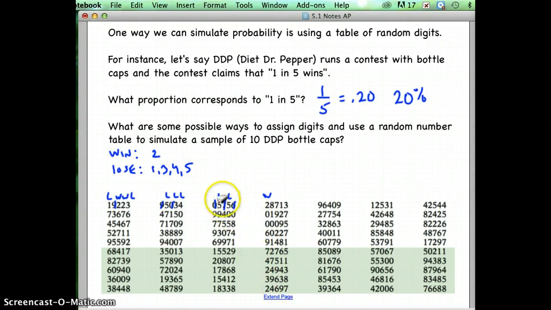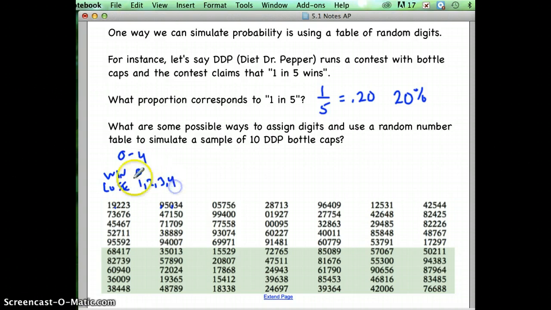Let's erase and do it a little differently. Now, I didn't have to pick the number 2 for winning. I just picked one number from 1 to 5. We can do this so many different ways. I could use the numbers 0 to 4. We could say that winning is a 0 and losing is a 1, 2, 3, or 4. There I have 5 numbers. 1 out of the 5 is a winner. Could do it that way.